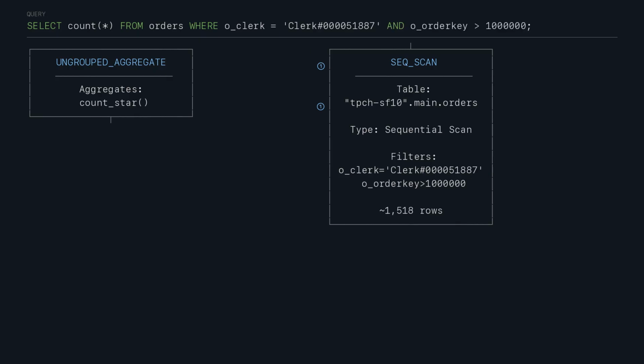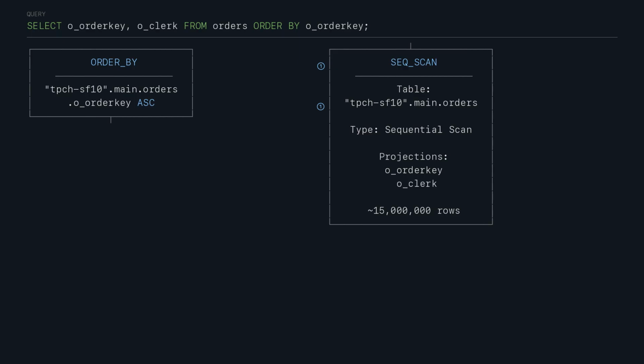Query 3, and predicate on OClerk and OOrderKey. The plan shows a sequential scan. The index on OClerk is not used here. Adding the OOrderKey condition changes the optimizer's cost estimate. DuckDB has no index on OOrderKey, but zone maps can prune row groups on that column efficiently. The optimizer chose sequential scan over index scan, applying both filters in a single pass. Query 4, order by OOrderKey. The plan shows a sequential scan followed by a sort operator. DuckDB does not traverse ART leaves for sorted output. The index on OClerk cannot help with ordering on a different column.